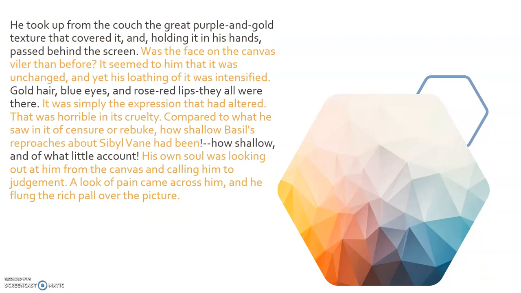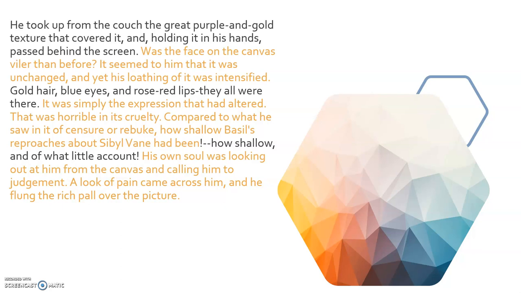So when he looks, just before he is about to cover the painting, he looks at it, and it seems to him that the painting was unchanged, but his loathing of it had intensified, and so it looked worse than it did before. Only the expression had altered compared to what he saw of it in censure or rebuke. How shallow Basil's reproaches about Sybil Vane.